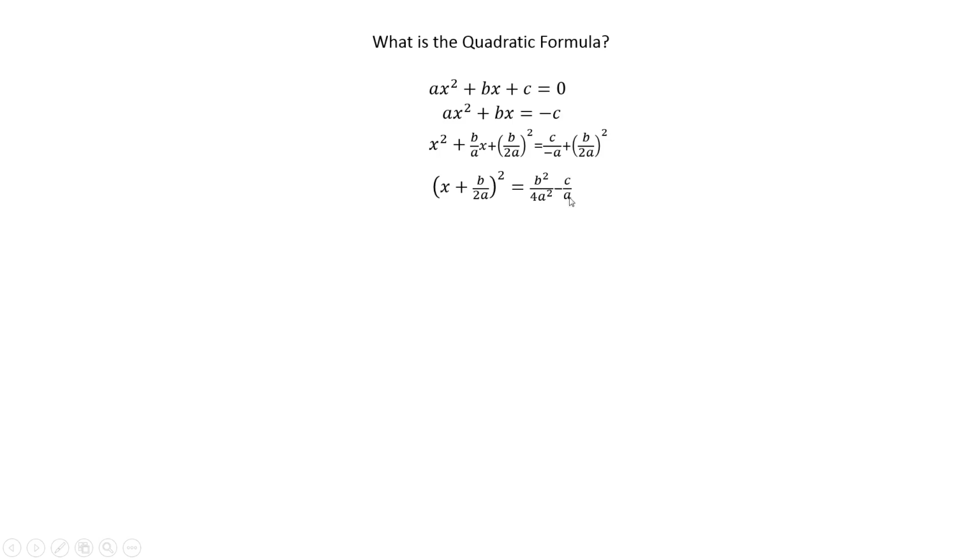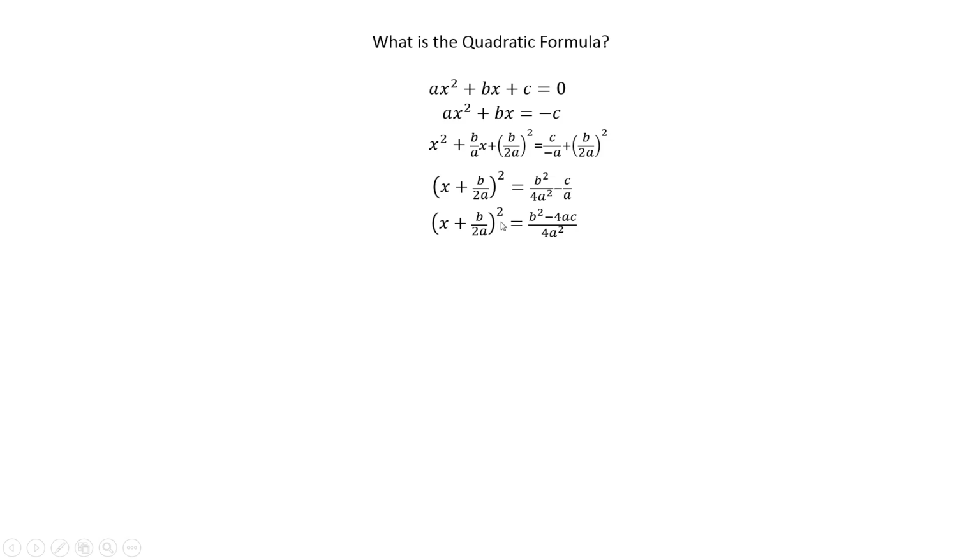We're going to simplify this. We can add them together. We'd need common denominators. We have an a, we have 4a squared. Need to multiply this. We need another 4 and an a. So we multiply the top by 4a. We get 4a times c. We can add them together. B squared minus 4ac over 4a squared. This part should start looking familiar if you're remembering the quadratic formula at all.